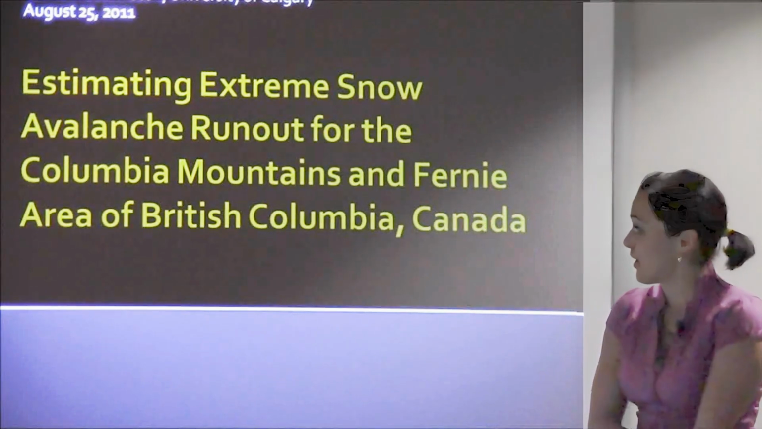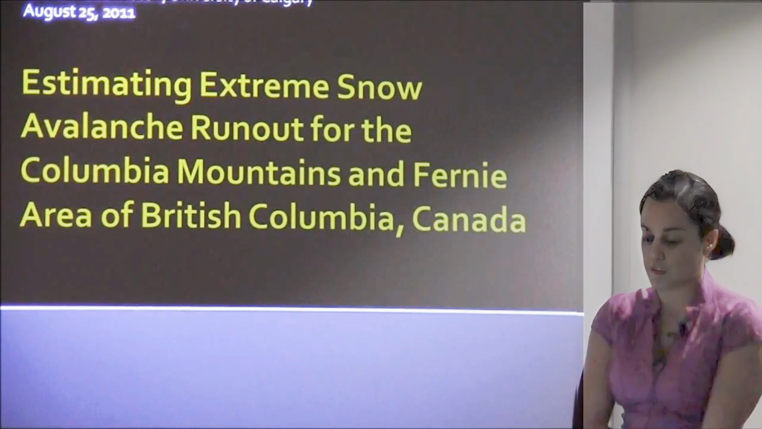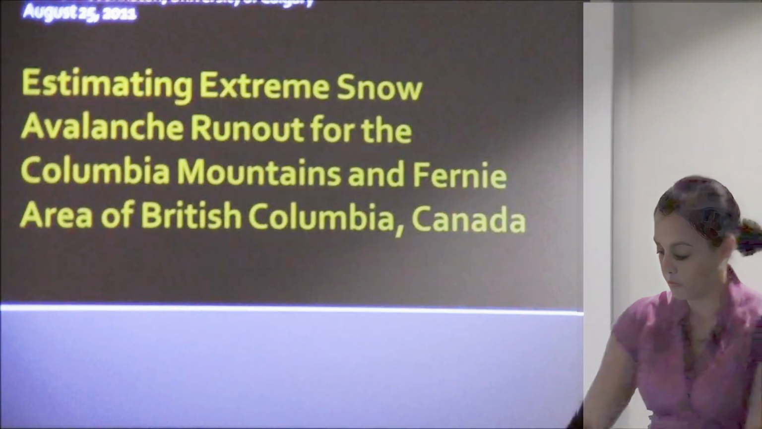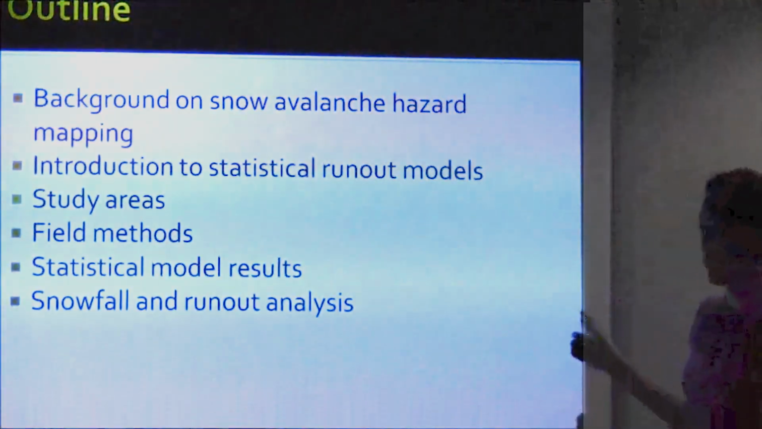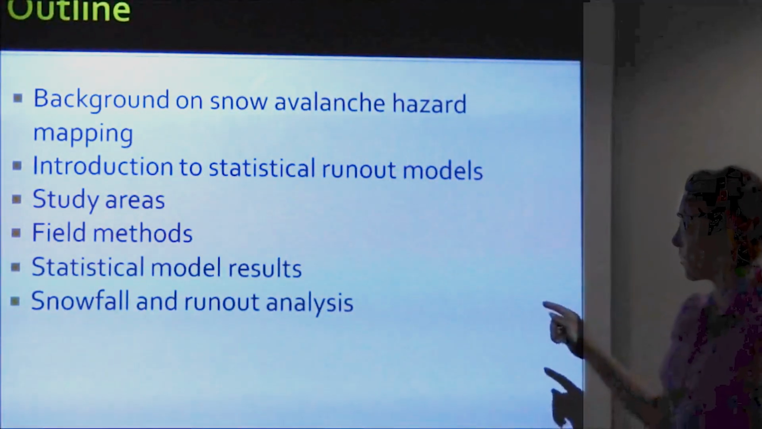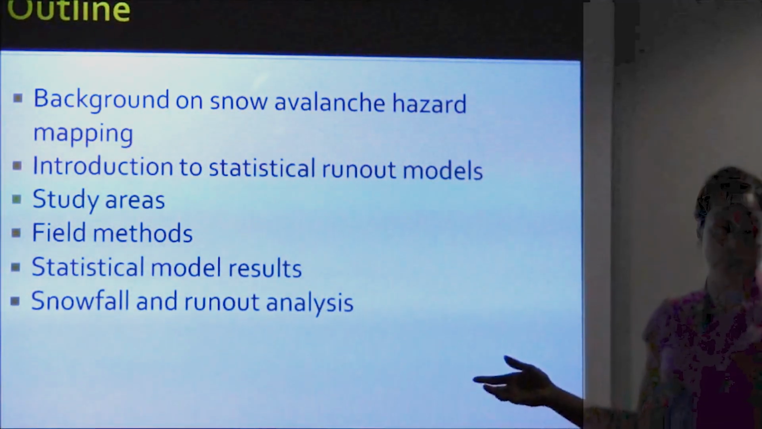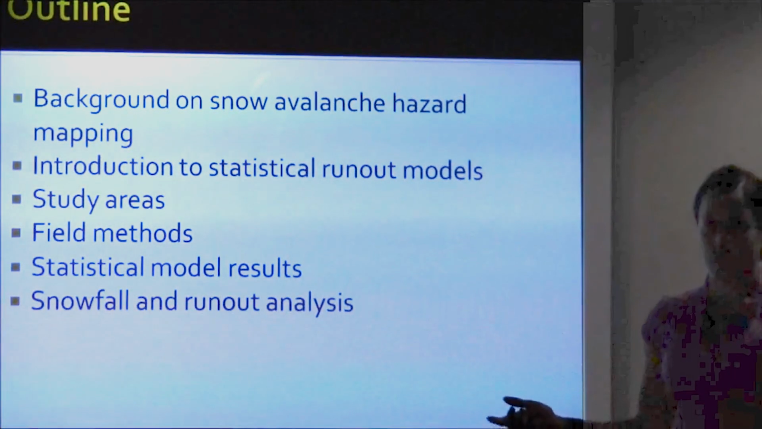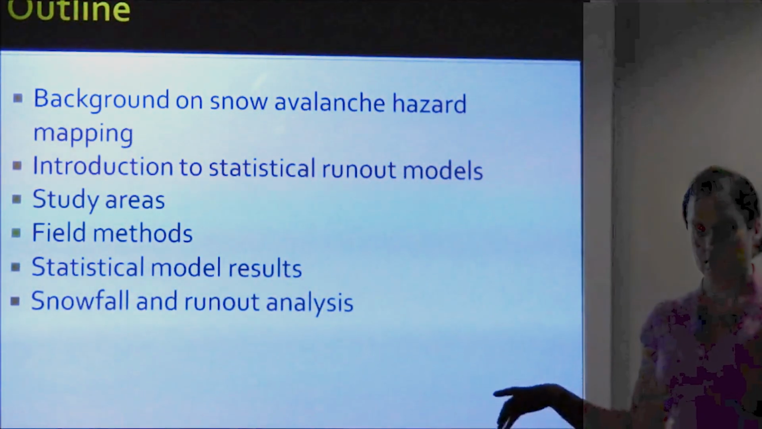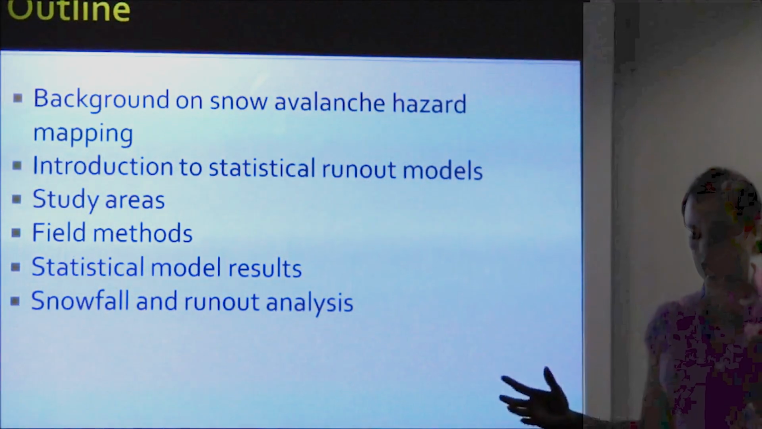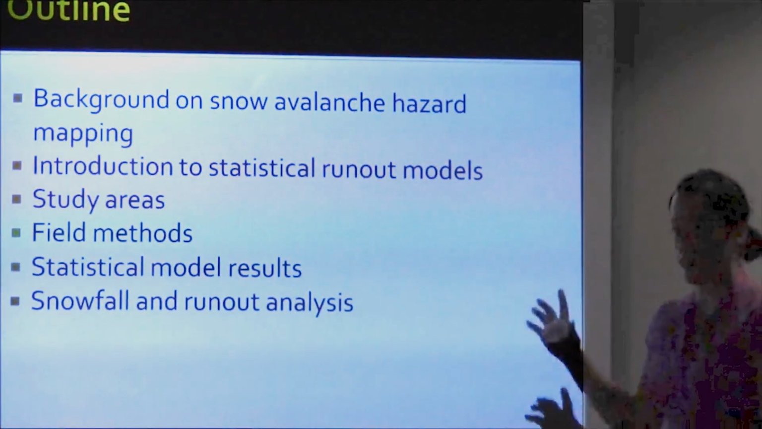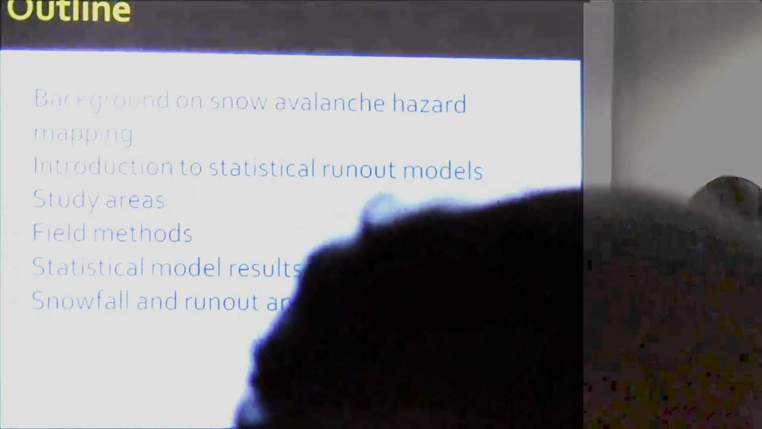The topic of my research is estimating extreme snow avalanche runout for the Columbia Mountains and the Fernie Area of British Columbia. Just to give a little outline of where we're going, I'm going to start with a really quick background on snow avalanche hazard mapping, why we do it and why it's important. From there, we're going to talk a bit about statistical runout models, and then the study areas and field methods where I was actually out collecting data, a little bit on the statistical model results, and then we'll touch upon the snowfall analysis as well.